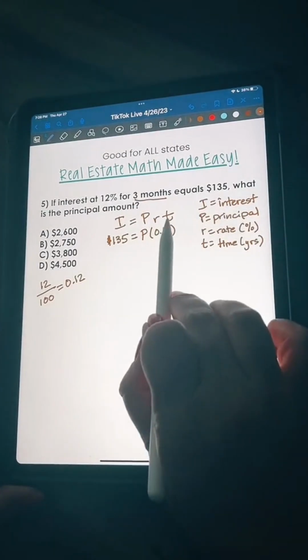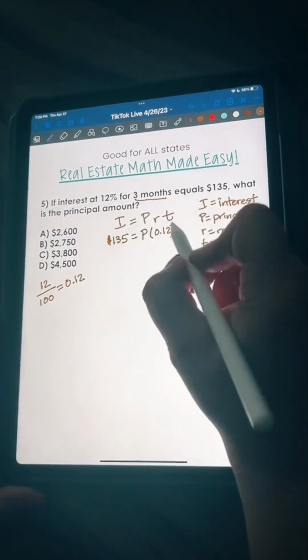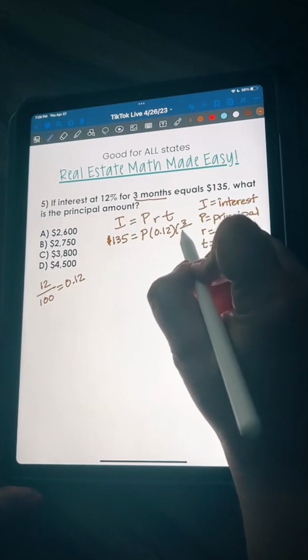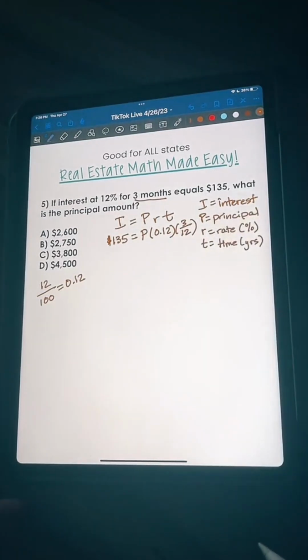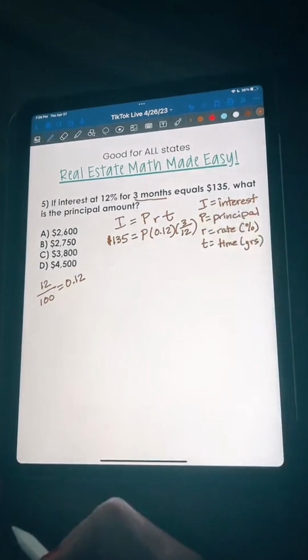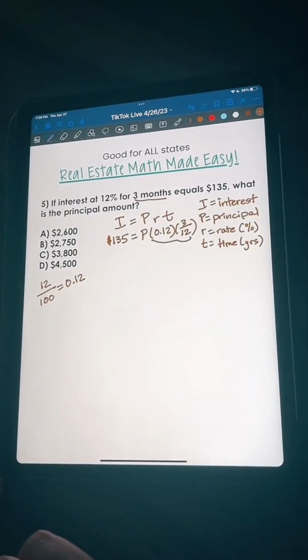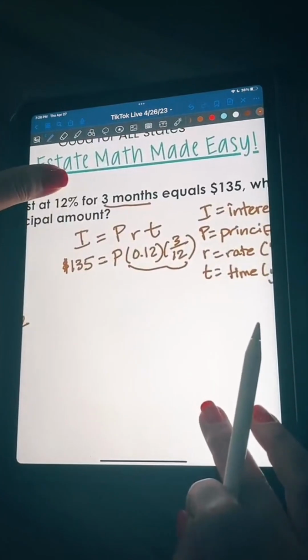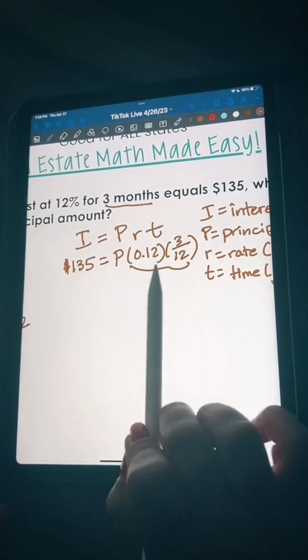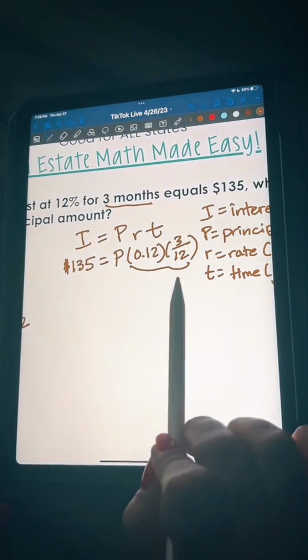And then time is 3 months. So I'm going to say 3 out of 12 months. Now, for all of us that know 3 out of 12, that's a quarter of a year, right? We know that that's a quarter of a year. Sometimes it might not be that easy, but this is how you would work it. First, you would multiply these two. That's the first step. All right, can you guys see this? So you would first multiply these two.